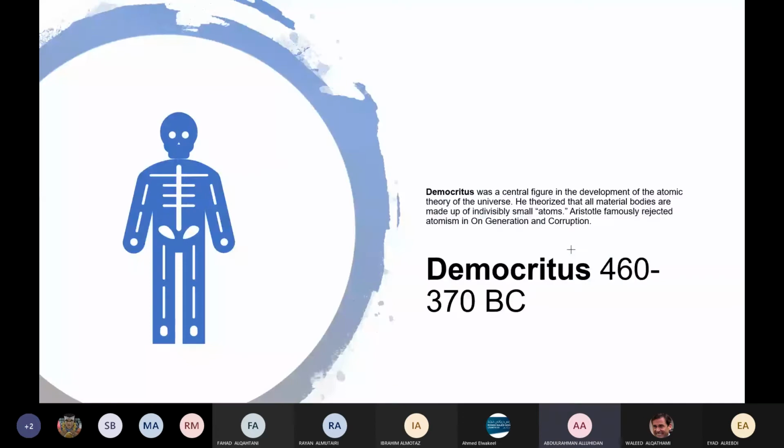Democritus, 460 BC to 370 BC. Democritus was a central figure in the development of the atomic theory of the universe. He theorized that all material bodies are made up of indivisibly small atoms. Aristotle famously rejected atomism in On Generation and Corruption.